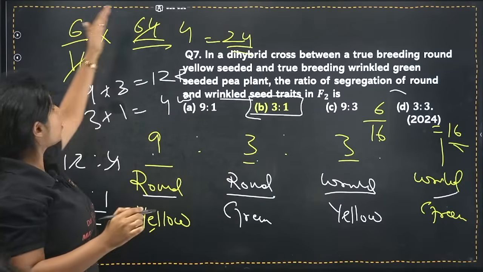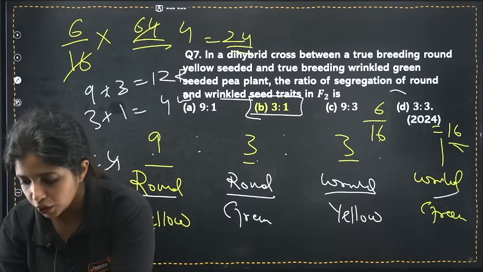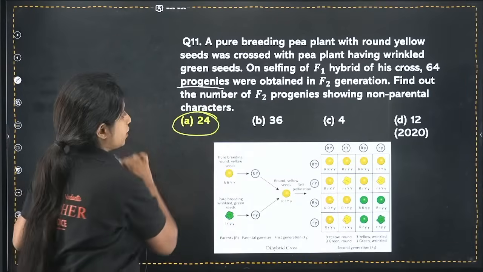Now you do the same for 64 of them. So you do the calculation, and you get 24. Okay. So that is the logic. So the answer for that question is 24.